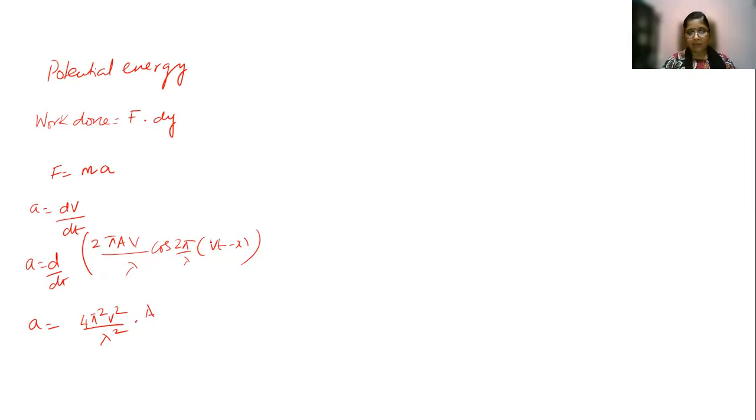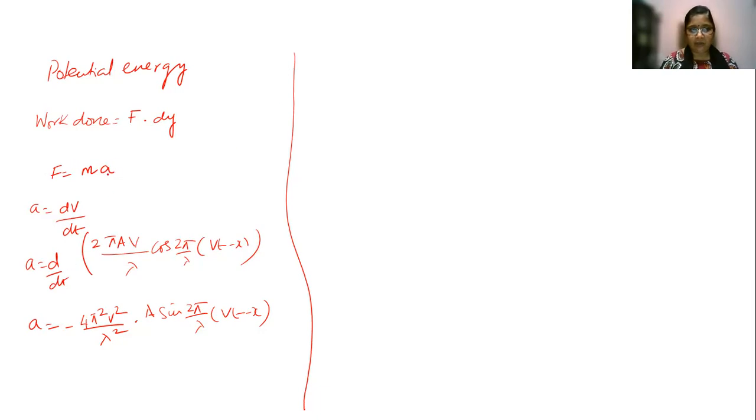a will only be a, a is not a coefficient of t. So when you're differentiating cos, you're going to get sine. So what do we get? Sine 2 pi by lambda (vt minus x). Of course, when you're differentiating cos it is a minus sign. So you put the minus sign. But I am only speaking about energy transfer, about the total energy, so I'm not worried about the minus sign. So I only need the magnitude of acceleration.